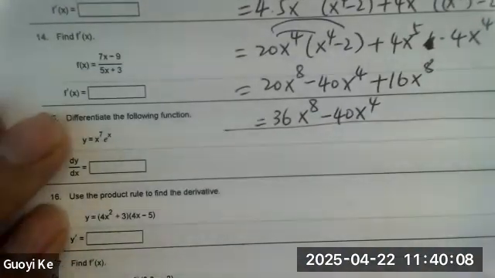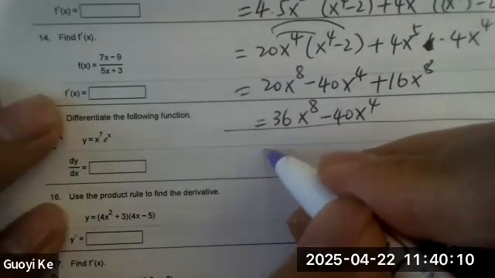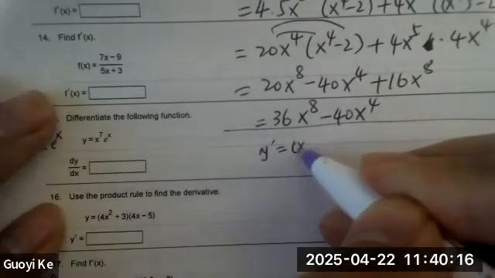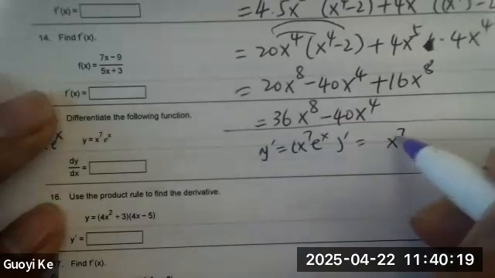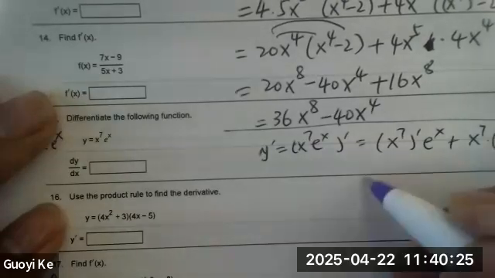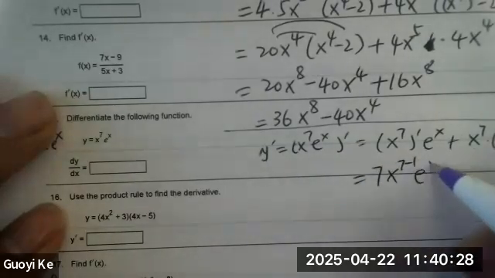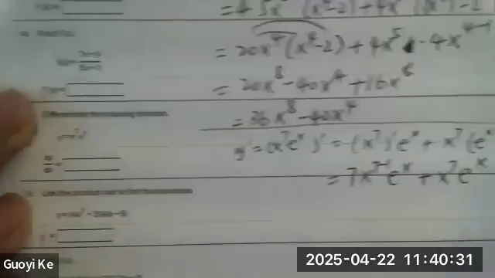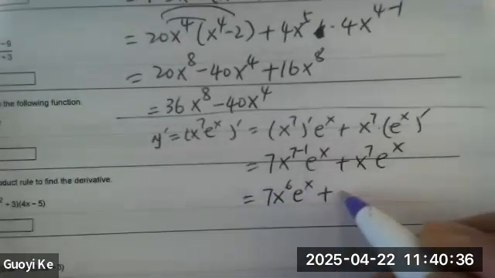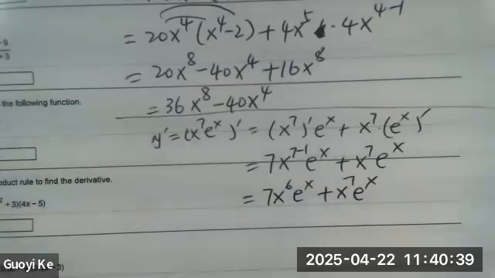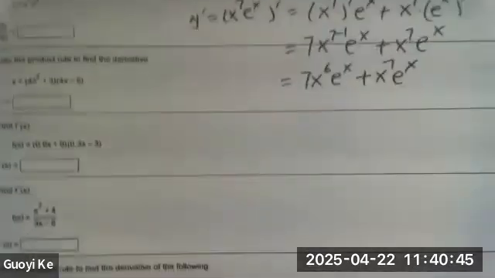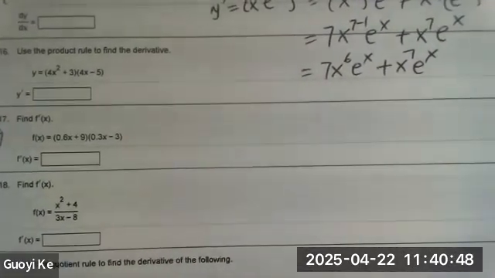Problem 15 is about the product rule. So we have the derivative of the first function times the second function, plus the first function times the derivative of the second function. This one equals itself. Okay, that's it. That's problem 15.